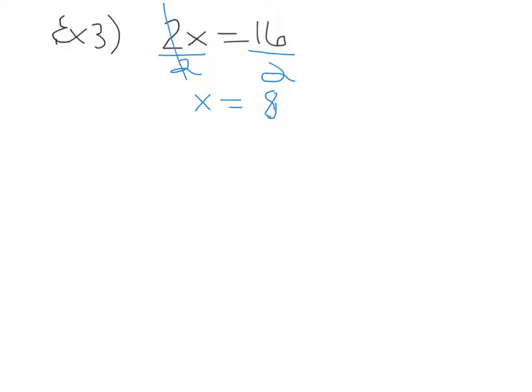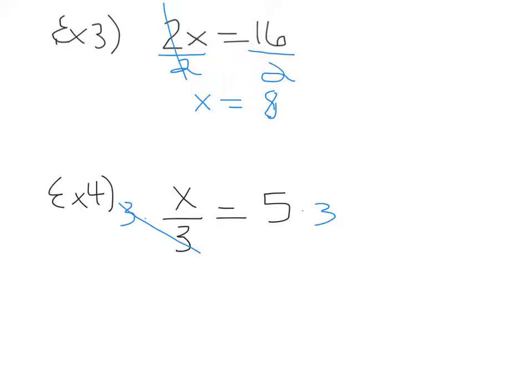Now, next to last example, we've got example 4. We've got x divided by 3 is equal to 5. So, x divided by 3 is equal to 5. So the opposite of division will be multiplication. So to get x by itself, I need to multiply both sides by 3. Thereby undoing what they have done. So I've got x is equal to 5 times 3, and 5 times 3 is 15.